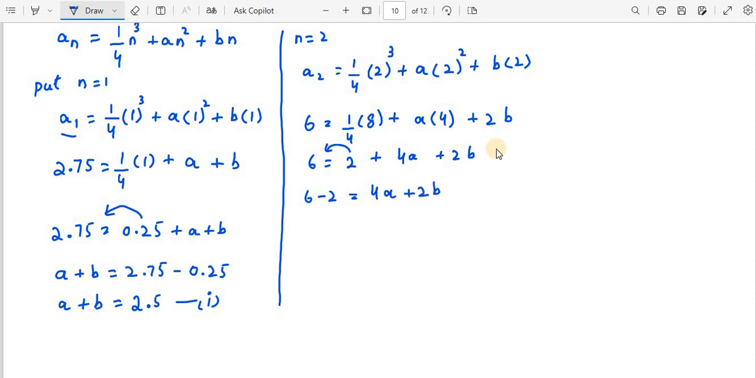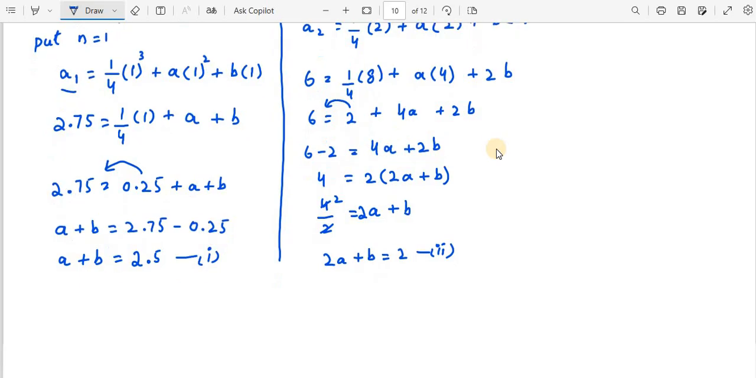So 6 minus 2 is equal to 4. Take 2 common from these two terms, remaining is 2a plus b. Divide by 2, 4 by 2 is equal to 2, so 2a plus b is equal to 2. This is equation number 2.